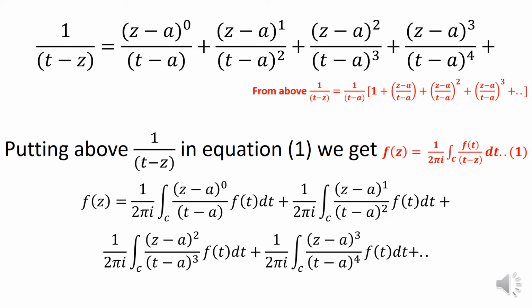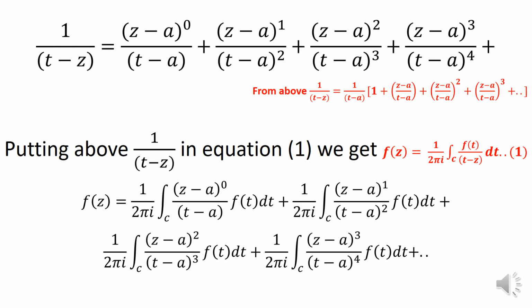I want to say that you see (z minus a) to the power 0 here, which is 1 only, 1 here, 2 here, 3 here. And if you say (t minus a), 1 here, 2 here, 3 here, 4 here. Now, putting the value of 1 by (t minus z) in equation 1, this was equation 1.